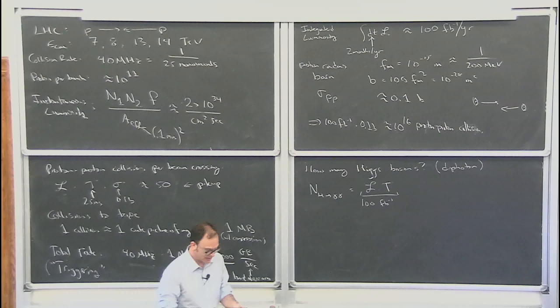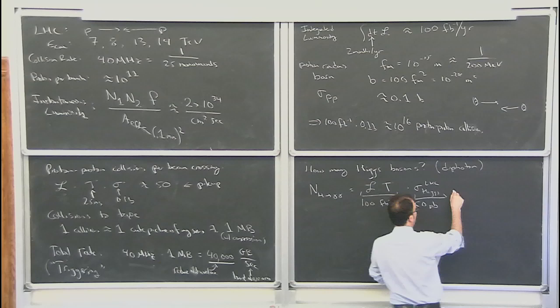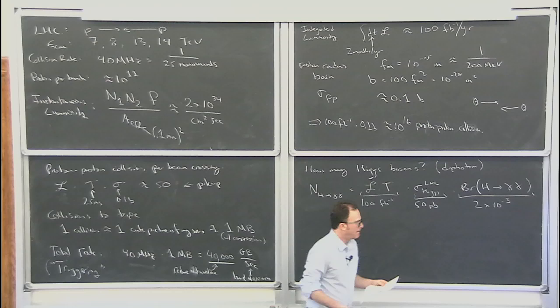100 inverse femtobarns, multiply it by the cross-section for Higgs production at the LHC, which is, again, roughly something like 50 picobarns. And then I have to multiply by the branching fraction. How often when I make a Higgs boson does it decay to gamma-gamma? And this is 2 times 10 to the minus 3. And the number that you get is either big or small depending on your perspective. So this number is something like 10,000.